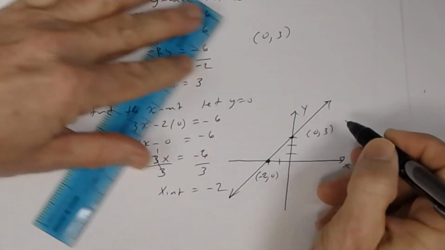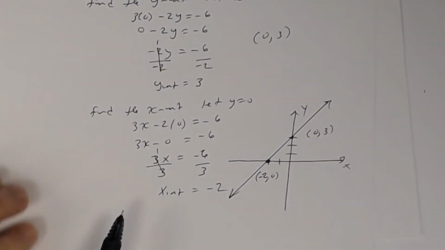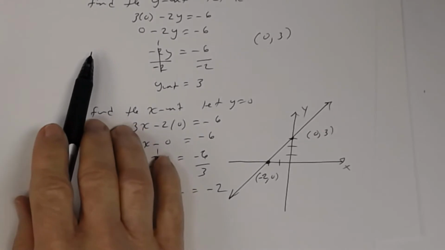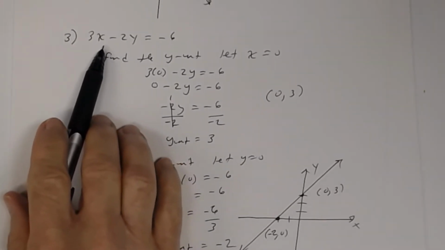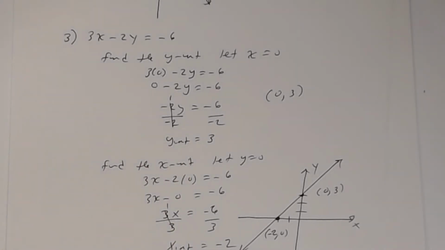All right, so there's the line. So that is the graph of 3x minus 2y equal negative 6. All right, so that's what you do if you do it by hand. No big deal. Just do your little tick marks on your axes so I can see them. All right. Okay, let's look at number 4.